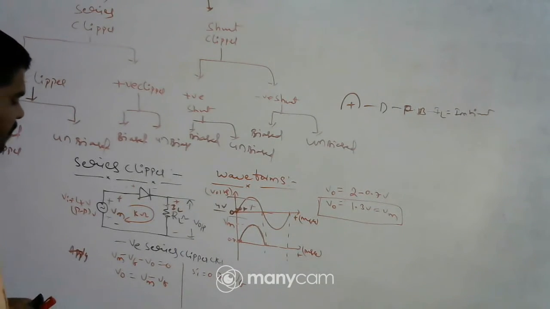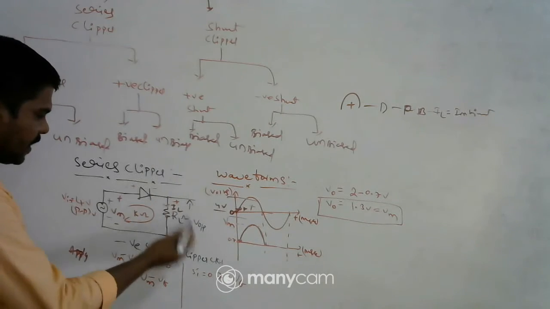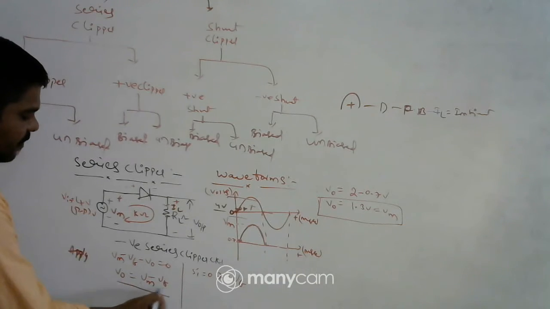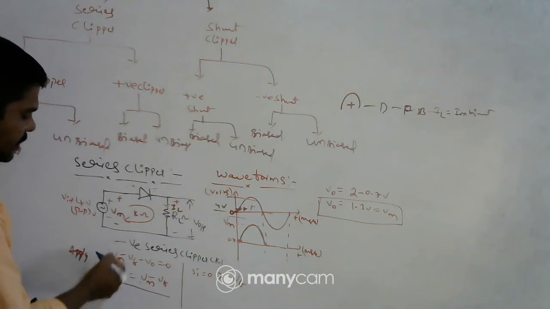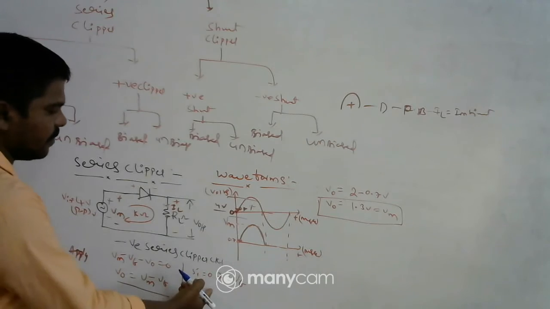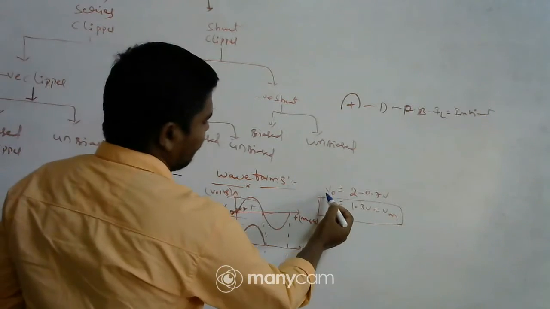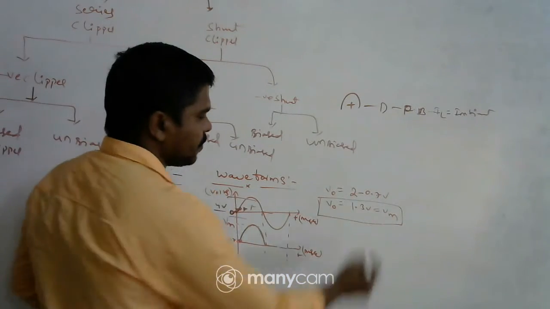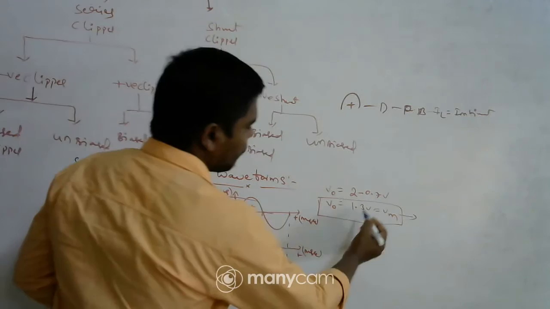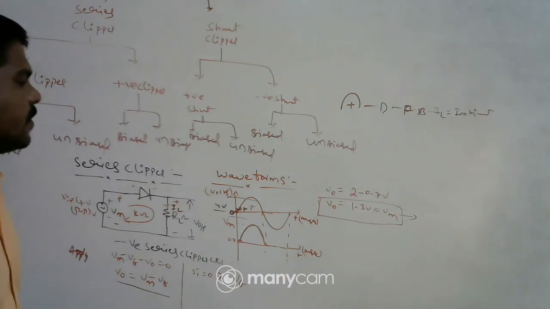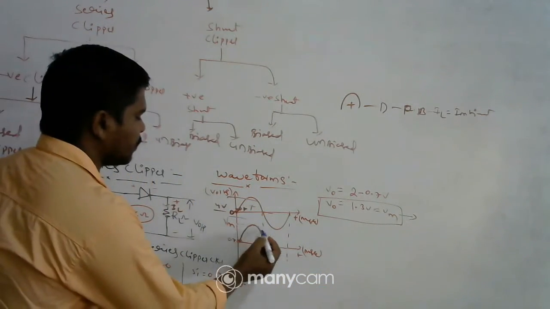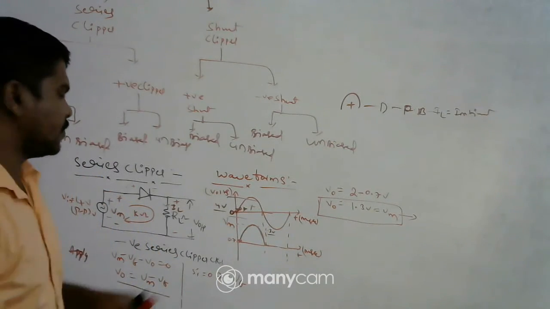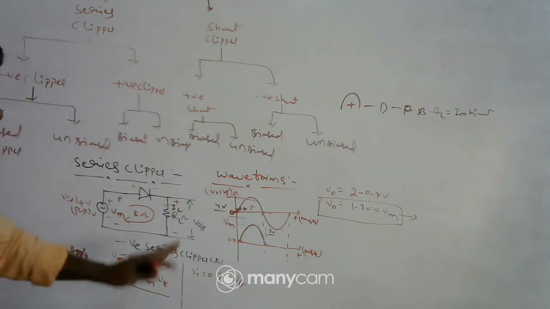Algebraic sum of the voltages equal to 0. So from this you can write the output voltage: V naught is equal to Vm minus Vf. Suppose Vm is 2 volts and the silicon diode cut-in voltage is 0.7. What is your net output voltage? 1.3 volts. So this amplitude is 1.3 volts. So this is the negative series clipper.